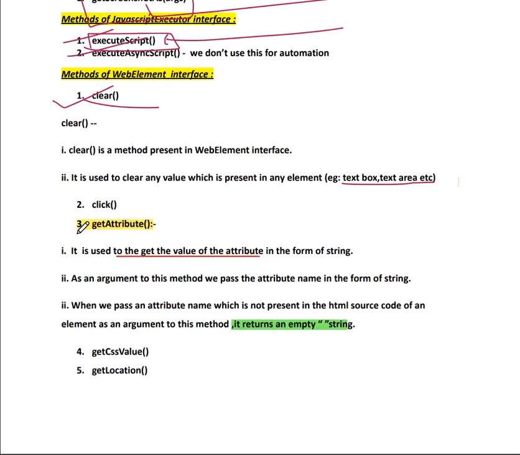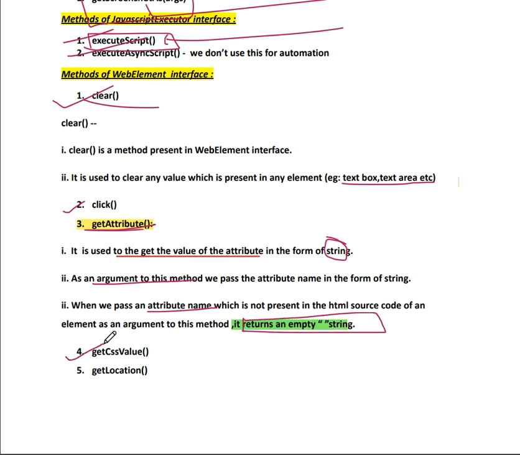Now another method is click. Click is used to click on any element present on the web page. Third is getAttribute. getAttribute is used to get the value of the attribute in the form of a string, and here we have to pass the argument to that method in the form of a string. When we pass an attribute name which is not present in the HTML source code element as an argument to this method, it will return an empty string.